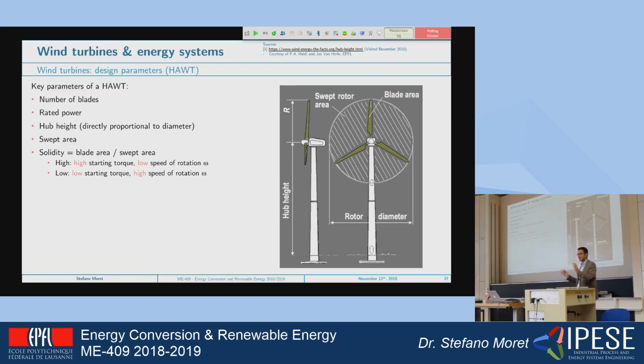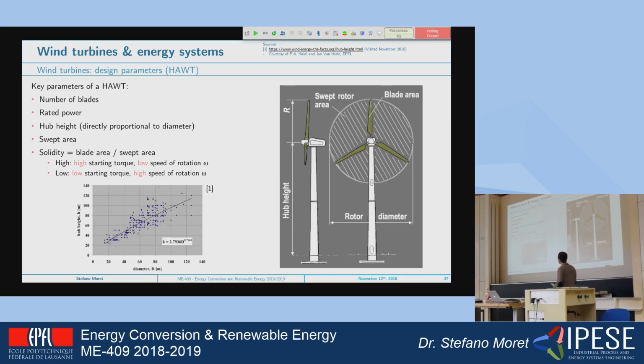When we look at the design of a wind turbine, as I told you before, the key components are the size of the turbine, so the diameter, the area, because that's proportional to the amount of power. We have the number of blades, the rated power, and we have also the height, which is normally proportional to the diameter. So as you can see in this graph, you have an almost linear correlation between the diameter and the hub height.